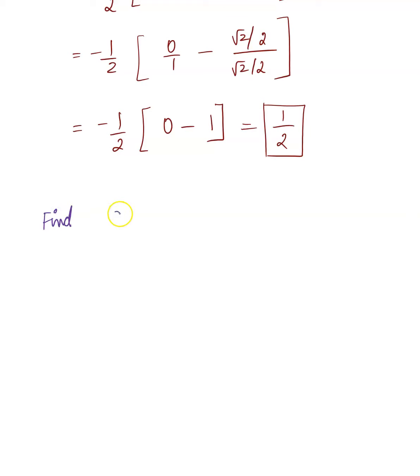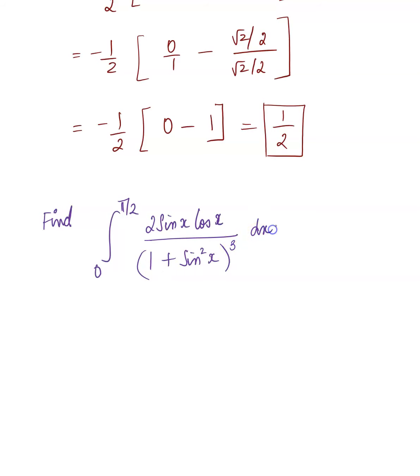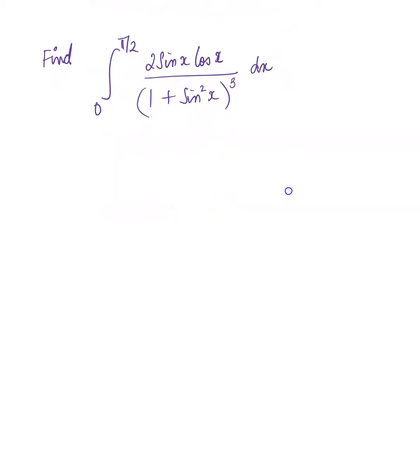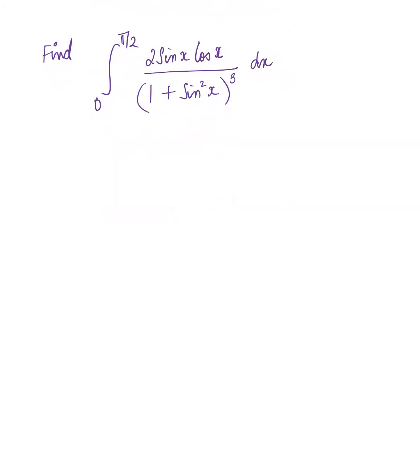The next example is to find the integral from 0 to pi over 2 of 2 sine x cosine x over 1 plus sine squared x, the whole cubed, dx. Okay. Let's look at the denominator. Let's try substituting for the denominator.